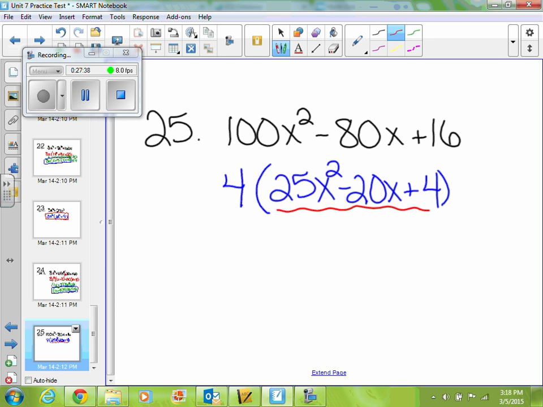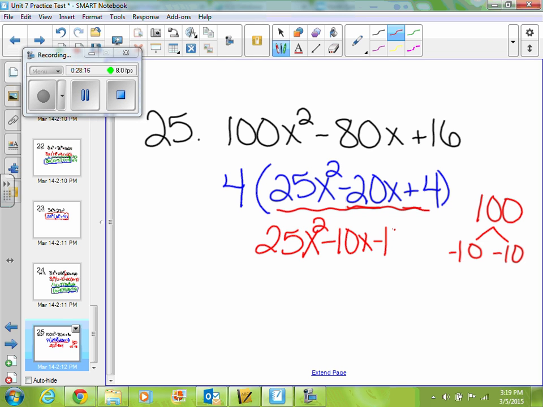Because I have a leading coefficient, what do I have to do? Multiply. So 25 times 4 is 100. So factors of 100 that add to 20, what are they? 10 and 10. And since we wanted negative 20, we just make them negative. So what's in my parentheses becomes 25x squared minus 10x minus 10x plus 4.